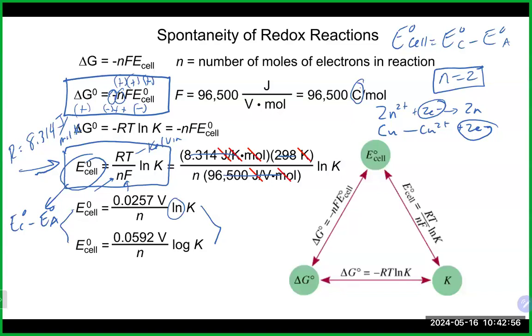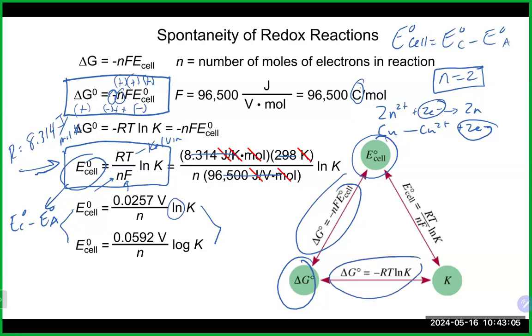This is our triangle of death over here. If we have the E of the cell, we could use this equation here to get our delta G. If we have our delta G, we could get our K by using this equation. And obviously if we have our K, we could go that way as well. So this is our triangle that relates all these together. This was the equation that we saw in the previous chapter, delta G and K. And then obviously our cell voltage relationship comes in there. Any questions on that there?